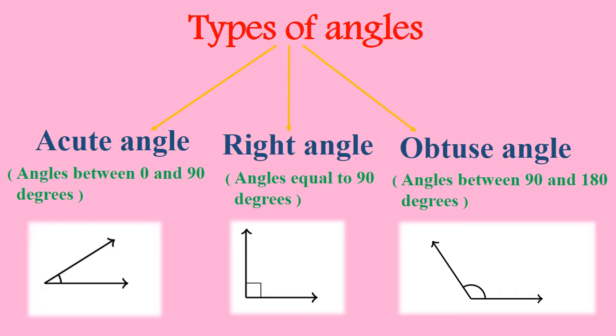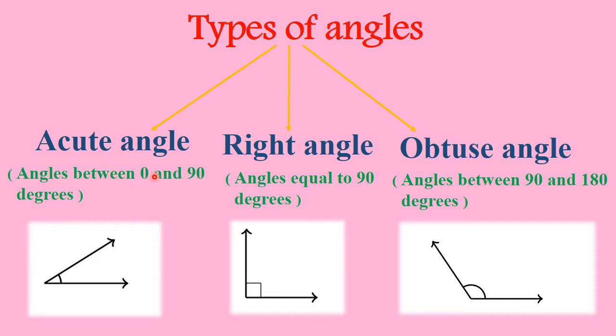In this chapter, basically we are talking about these types of angles. Here I have given three types of angles: acute angle, right angle and obtuse angle. Basically we are going to talk about these three angles in this chapter.